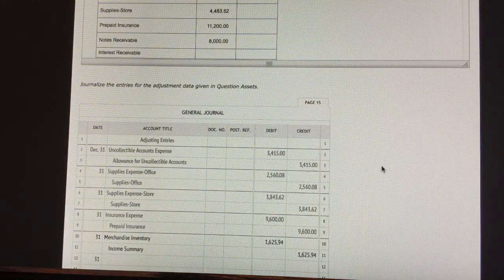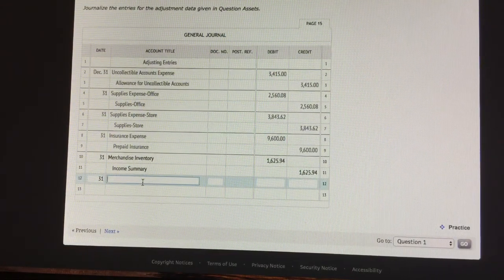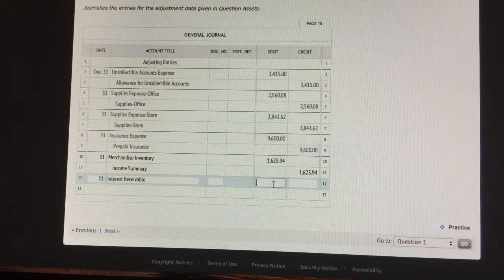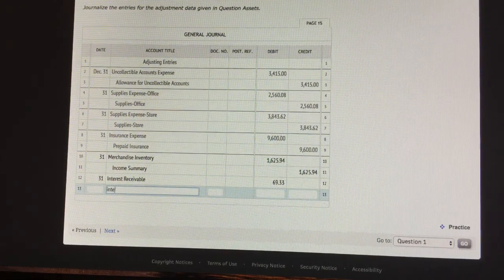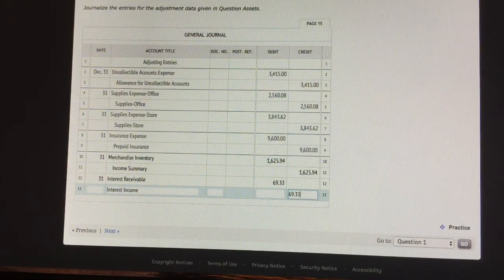So this will be $69.33. I'm going to come here to my journal entry, interest receivable, for $69.33, and then interest income, also for $69.33. And that's what you're going to be working on today in 15.2.